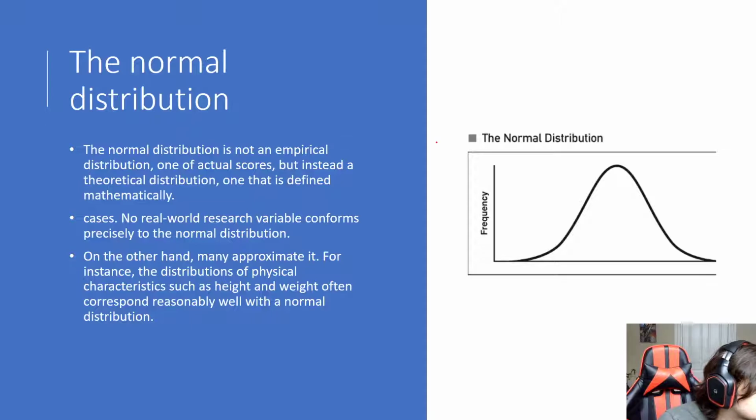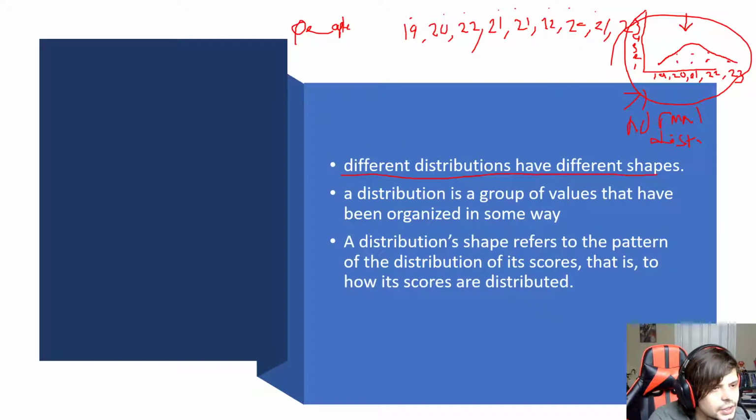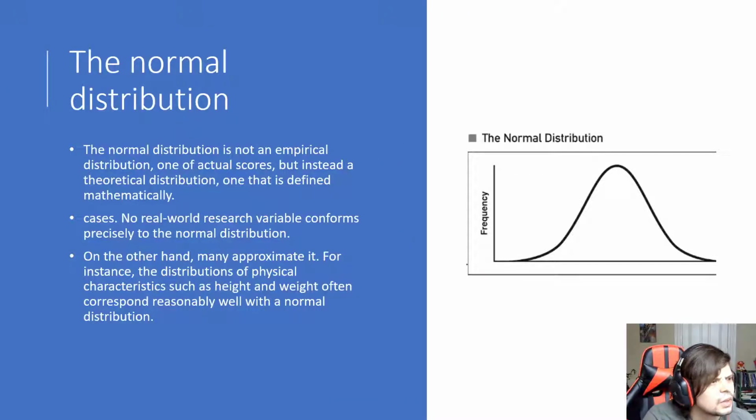So the normal distribution, as we just showed in this slide, is not an empirical distribution, one of actual scores, but instead a theoretical distribution, one that is defined mathematically. No real world research conforms to this exactly, so it's going to be hard to get this mean, though it occasionally happens, right? But on the other hand, many approximate it. For instance, the distribution of physical characteristics of height and weight often do correspond reasonably well.